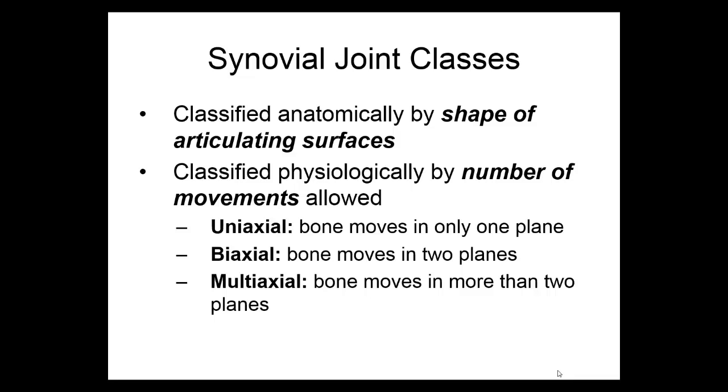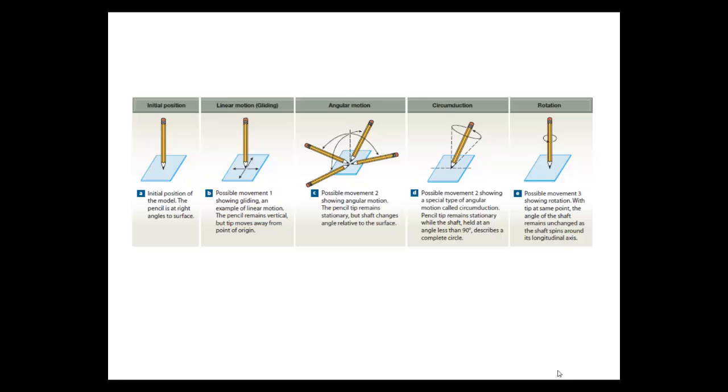Or the kind of joint that will allow you a biaxial movement. And we will see some examples of that, like the saddle joint we have at the first carpometacarpal joint. And we have multi-axial joints, which is the type of joint where the bones can move in more than two planes. So with this, let's just imagine together the kind of movements that the joint is capable of.